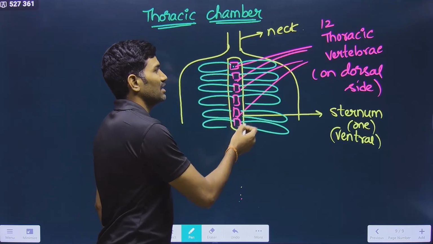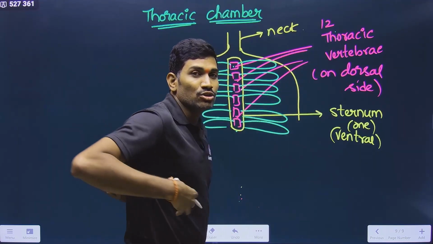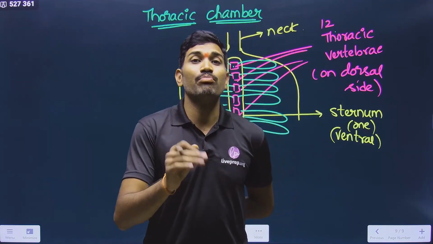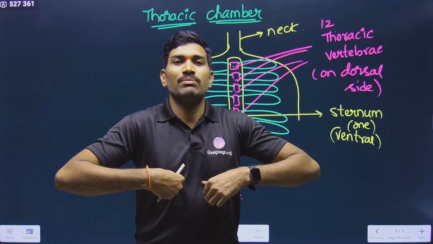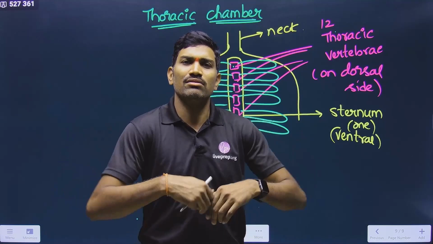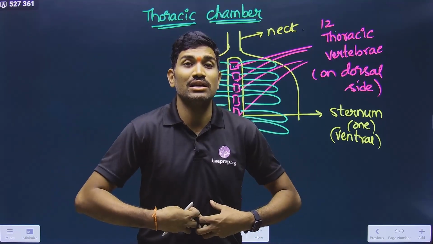In total, how many vertebrae are there? 12 vertebrae are present. So how many ribs are present? 12 pairs of ribs are present, because on both sides they will form a pair. So in this way, 12 pairs of ribs are present.